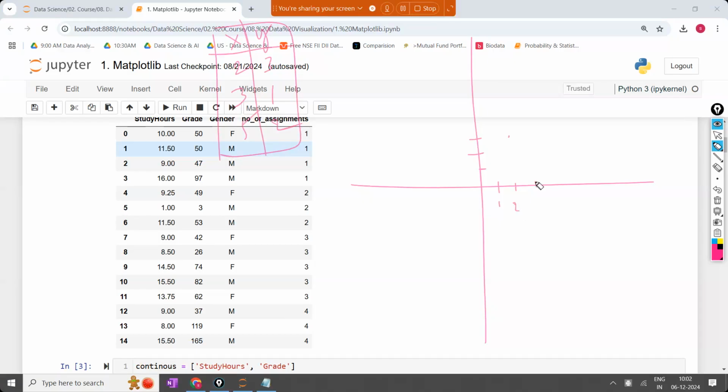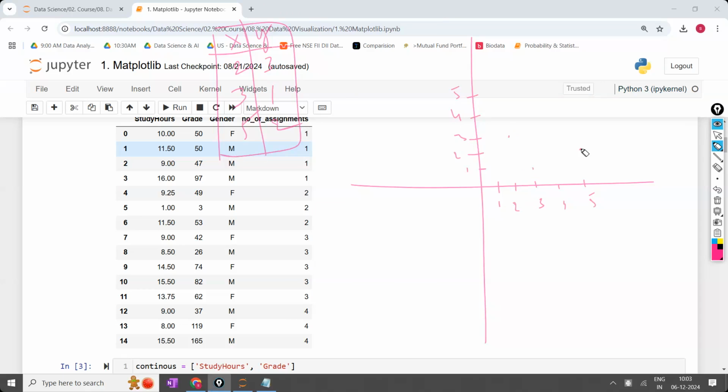Now what is the first one? 1, 2, 3, 4, 5 on each axis. Now the first dot is 2 comma 3, one dot. Okay. 3 comma 1, this is the second dot. 5 comma 2, this is the third dot. Keeping dots like this on the graph sheet is what is called a scatter plot.